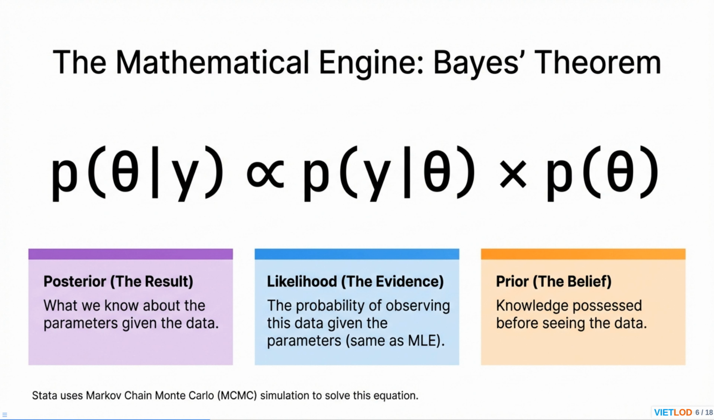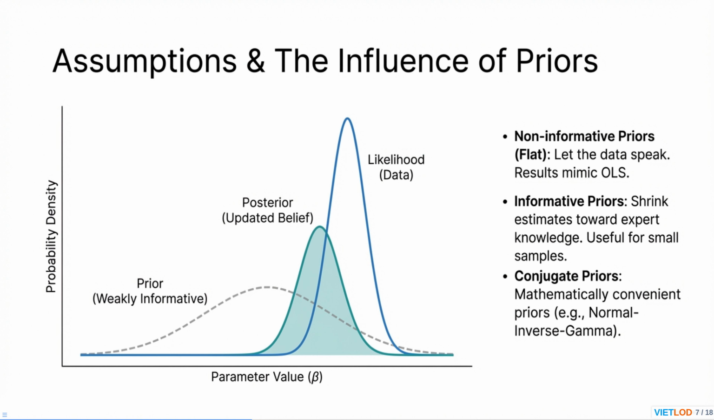For instance, if we're estimating price elasticity, our prior might be that it's negative based on theory. The likelihood comes from our sales data, and Bayes' theorem combines these to give a refined posterior estimate. Since this equation can be challenging to solve analytically, Stata utilizes powerful simulation methods, specifically Markov chain Monte Carlo, or MCMC, to draw samples from this complex posterior distribution, giving us a practical way to apply this theory.